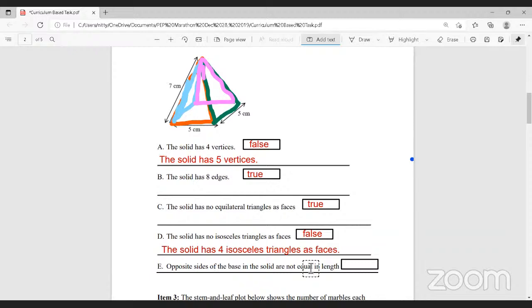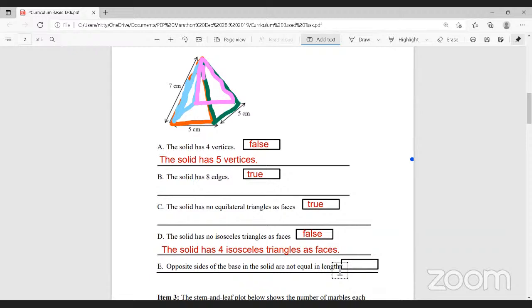Abigail says it's a square. Okay, well, everyone is saying it's a square. Very good. So if the base is a square, opposite sides of the base in the solid are not equal in length. Is that true or false?